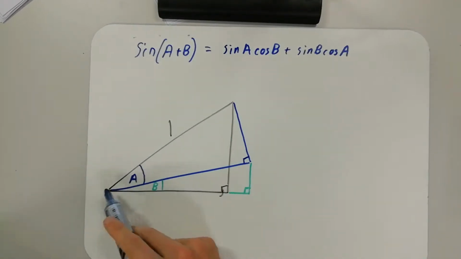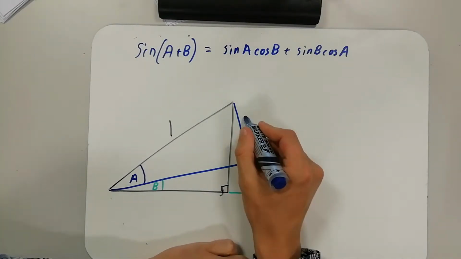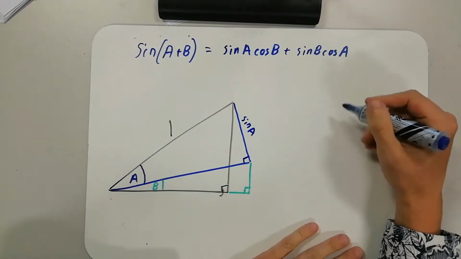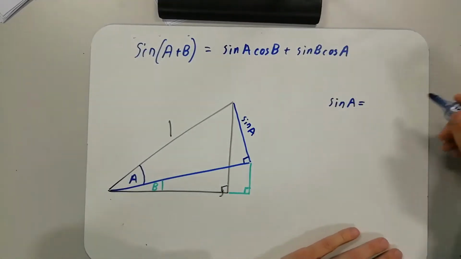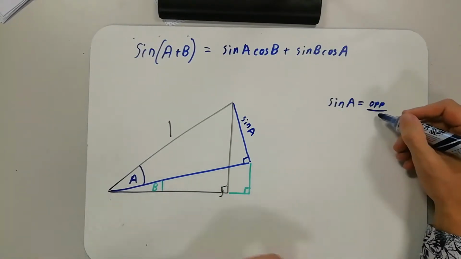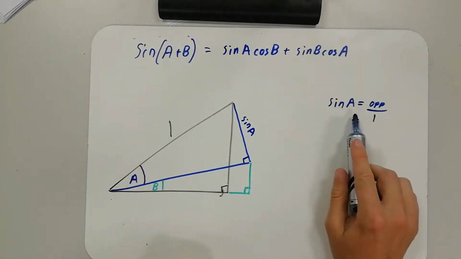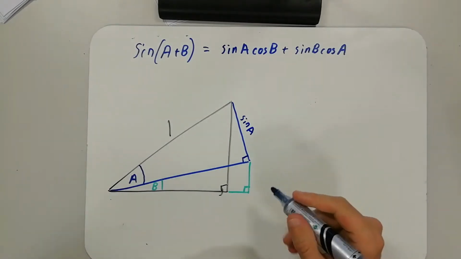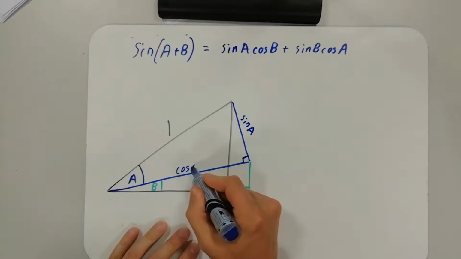Starting off with the top one, because at least we know the hypotenuse of this, we can see that the opposite will be sine A. If you're unsure of why, we can just look at the definition of sine that you have from GCSE. Sine of A is equal to the opposite over the hypotenuse, but our hypotenuse is just 1. So we can see that sine A is the length of the opposite. Similar argument, we can see that the adjacent will just be cos A.